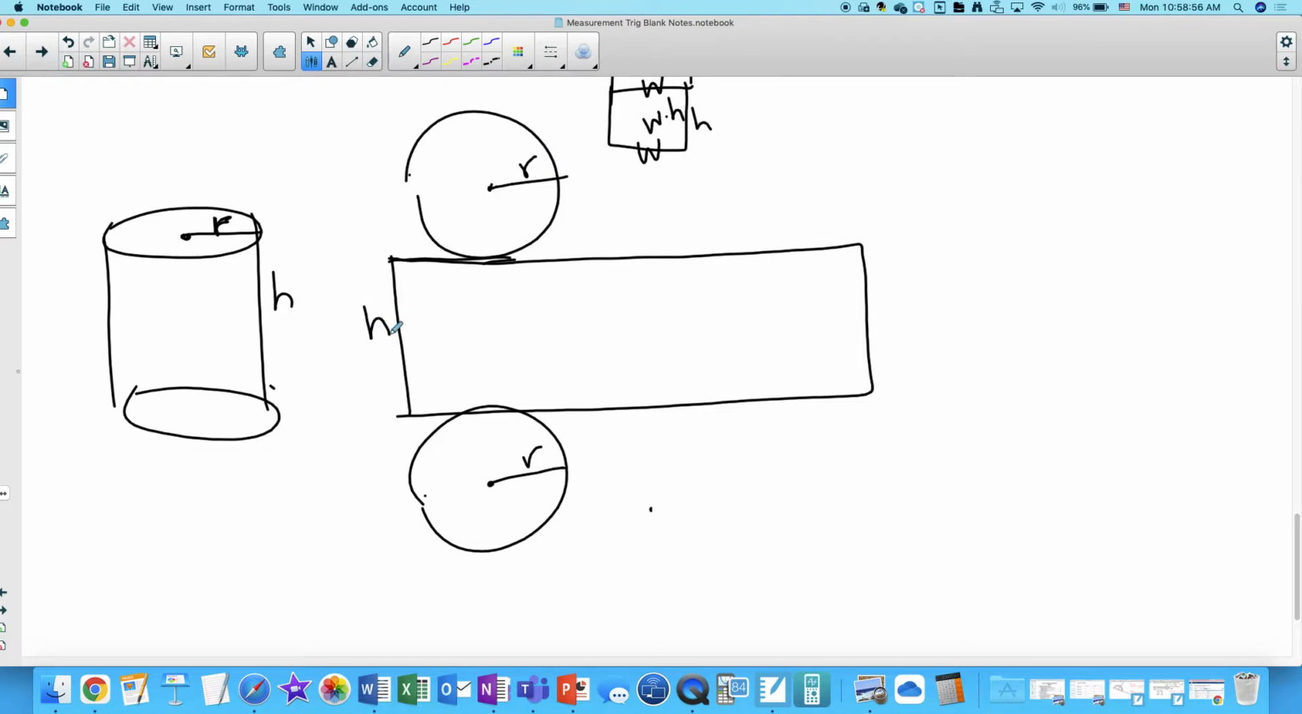Okay, so for the circle, we know these are pi r squared, and this is also pi r squared. Here we've got a height here, and then this guy. Where does that come from? What part of the circle is that? Yeah, it's the circumference of the circle, right? So this length of that rectangle is actually the circumference of the circle, which is 2 pi r. So the area of this rectangle is length times width, 2 pi r times h.